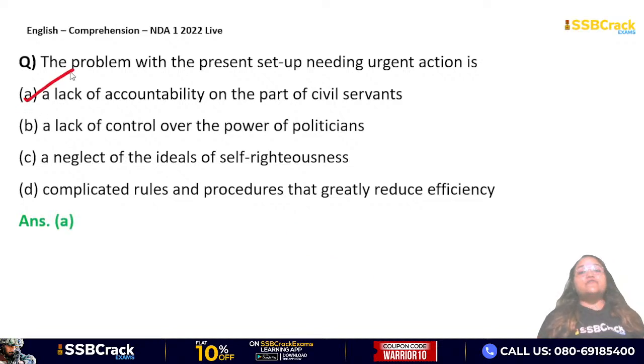That is a lack of accountability, a lack of responsibility on the part of civil service. So they are not responsible for anything. Okay, so they do their own work and they go. They are not responsible for anything else. So this has to be completely done away with. So option A will be your correct answer. Okay. Moving to the next question.